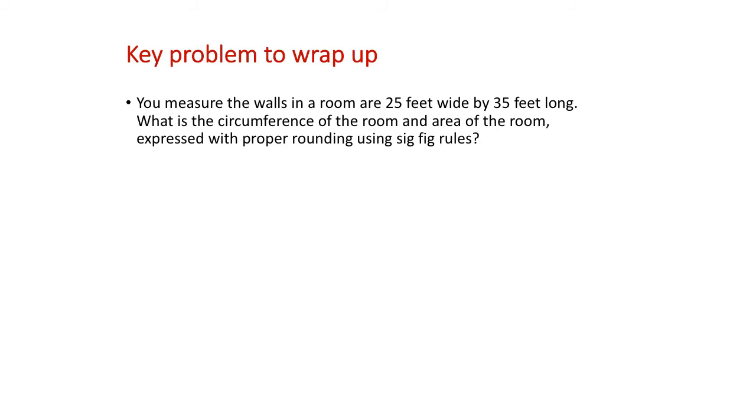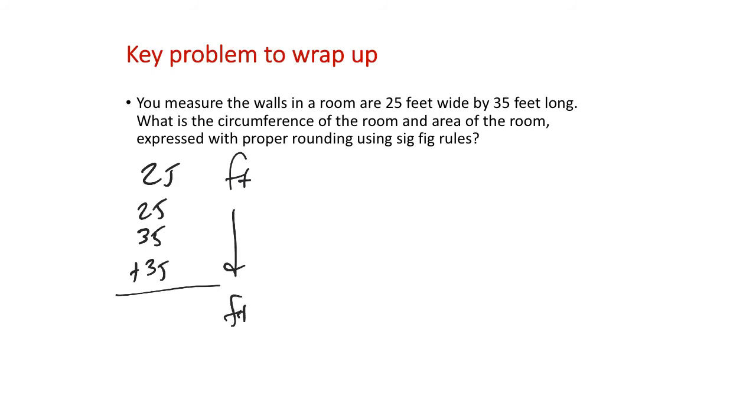I'm sure we all know that the circumference of this room would be 25 plus 25 plus 35 plus 35 feet added together. Okay, and so obviously we throw this into a calculator, we get 120 feet. Likewise, if we're doing the area, it's 25 times 35 for a total of 875 feet if you just throw that into a calculator. But the key is that this room is not exactly 25 feet wide.